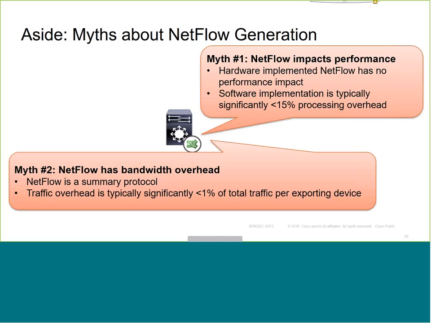The second, NetFlow has a bandwidth overhead. It has very, very minimal overhead on the bandwidth. We're generating a small packet every minute for each flow. It is a very small percentage, as it says there, less than 1% of the traffic per exporting device.